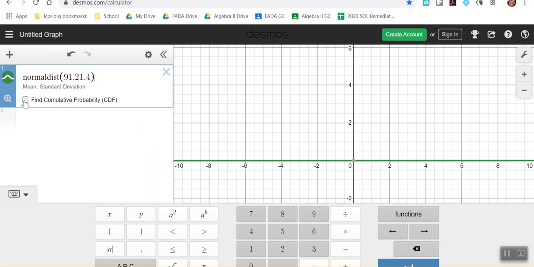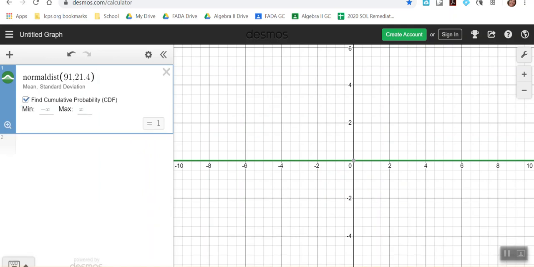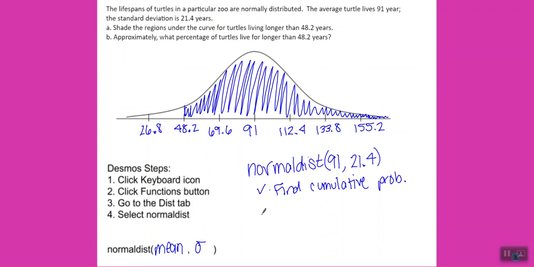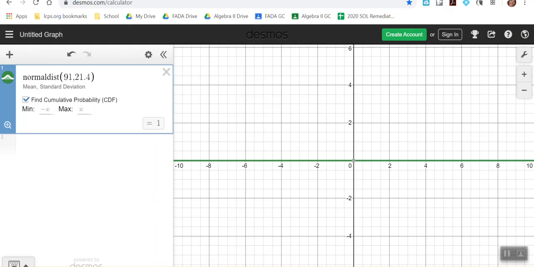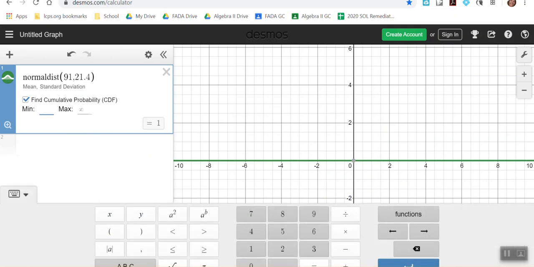So I'm going to click this box, and then it's going to ask for a min and a max. Here, our minimum is going to be 48.2 because that's our lowest value, and we're going to leave the max as infinity. In Desmos, the maximum will automatically be infinity, so you don't need to type anything there. So we're going to put in our minimum, 48.2, and it gives us this decimal, and that's the probability.